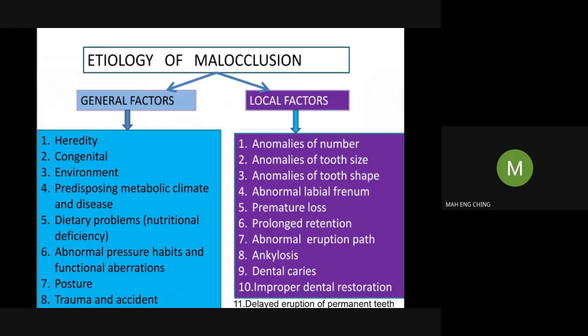Then sometimes we have premature loss, or the deciduous tooth refuses to go, so we call it prolonged retention. Then abnormal eruption means the tooth is in the wrong position. Ankylosis means fusion between the tooth and the bone. Then caries and improper dental restoration all affect the malocclusion. For general factors, you can come to genetic, environmental, and sometimes trauma or accident, whether in the baby stage, adult stage or teenager stage.